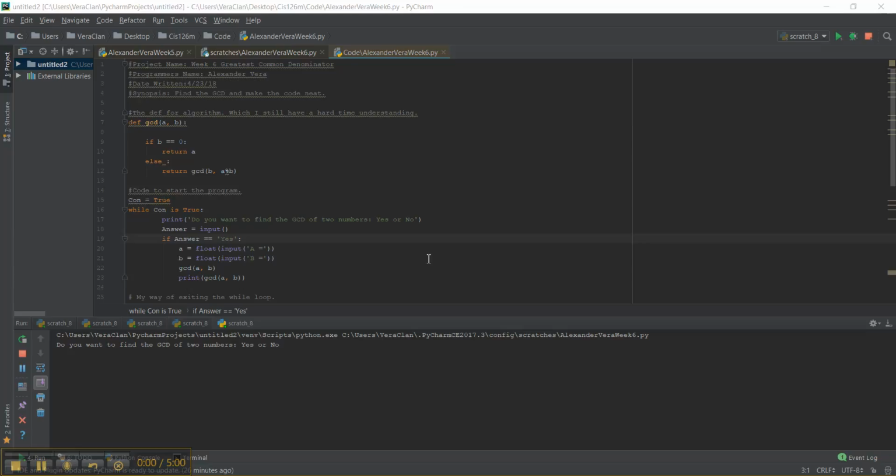That's the def. And starting off the program, I made a variable which was true, and then while it was true, it asks, do you want to find the greatest common denominator of two numbers, yes or no? Answer equals the user's input. I started putting it this way because I noticed after I was running it down here, it would leave an extra little comment saying none, and I wanted to get rid of that, so I changed it a little bit this way.